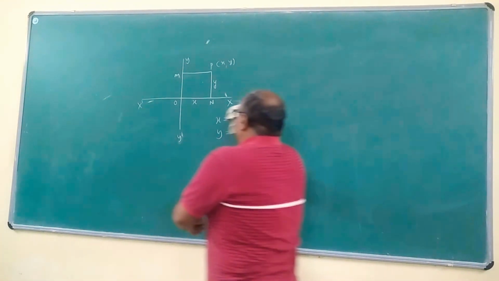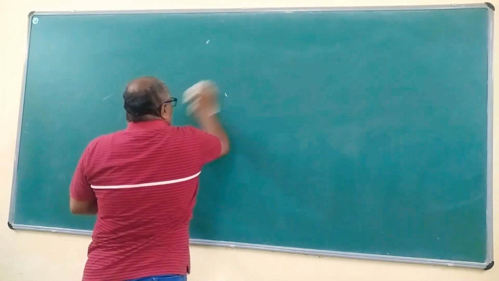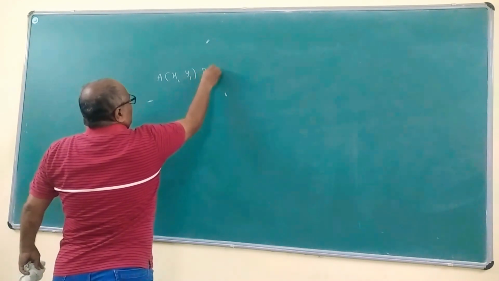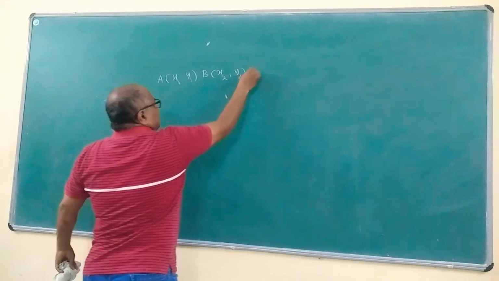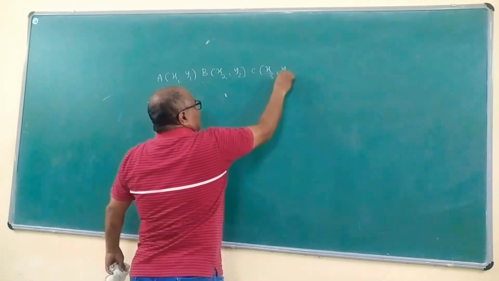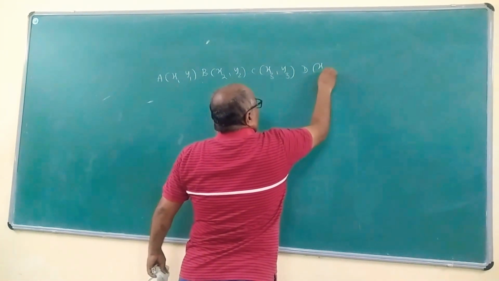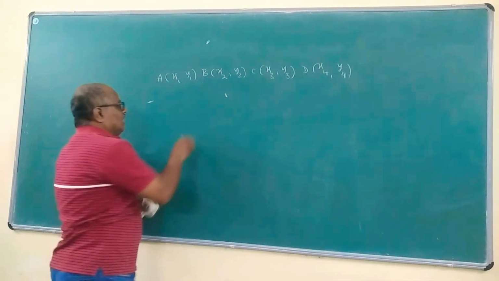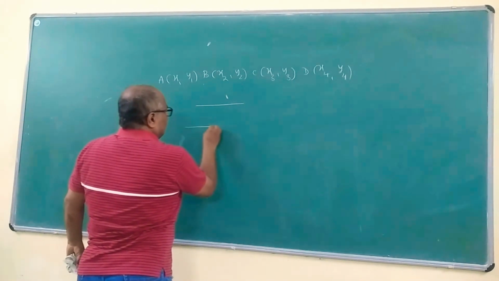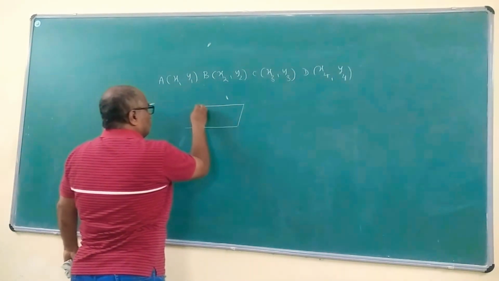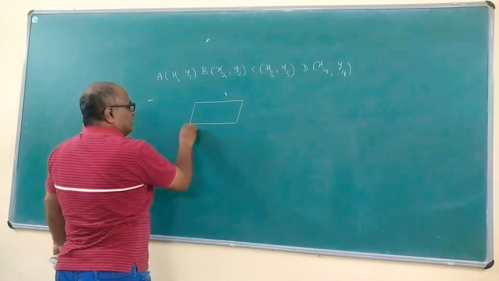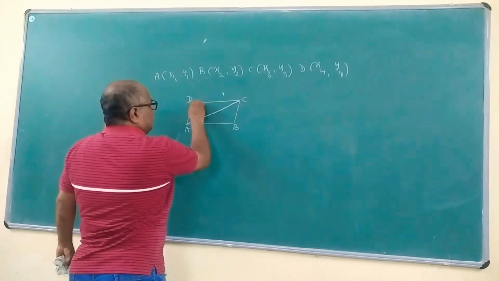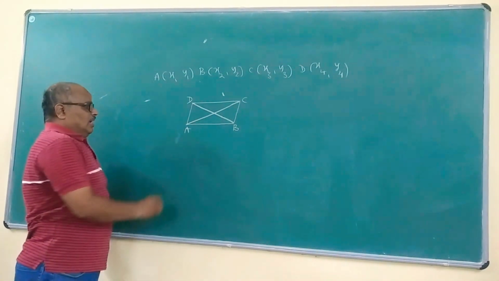Take the given four points. Suppose you take any four points, say A, x1, y1, B, x2, y2, C, x3, y3, D, x4, y4. If the given four points are the vertices of a parallelogram, how are we going to prove that? This is the diagonal property of a parallelogram.